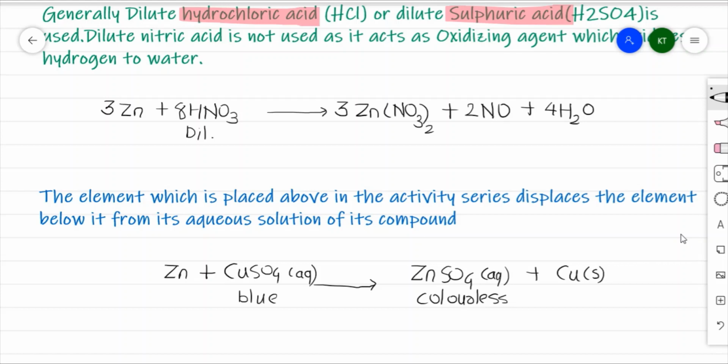So there is an observation here. When zinc metal is placed in blue copper sulfate solution, the blue color of the solution fades away and turns colorless. So this is a reaction where zinc, placed above copper in the activity series, displaces copper from its aqueous solution.